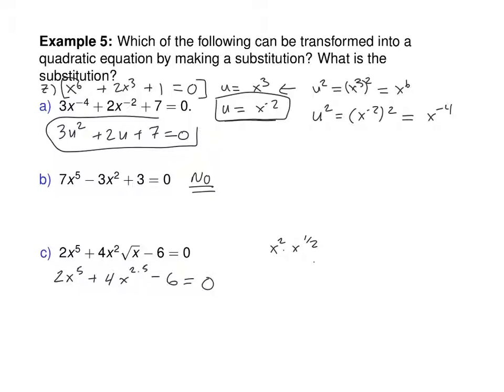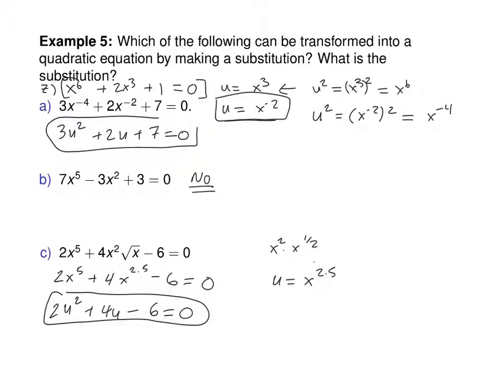So is the halving pattern there present? So the substitution you'd make would be u equals x to the 2.5. And that'd be 2u squared plus 4u minus 6 equals 0. So you can choose if you do or do not want to actually use the letter u and substitute.